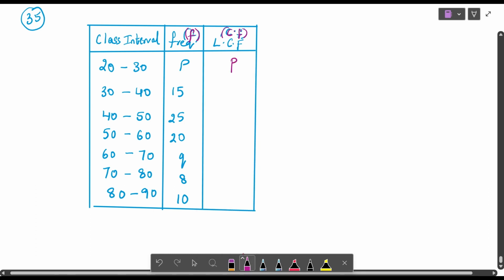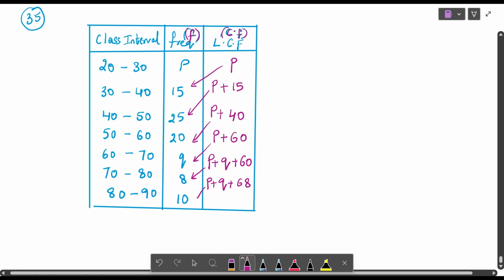Now you add this P to the next frequency. So this becomes P plus 15. Understood? Now add this to 25: P plus 15 plus 25. 25 plus 15 is 40, so P plus 40. Add the next frequency, you will get P plus 60. Next add Q: P plus Q plus 60. Understood? Very easy, students. P plus Q plus 60 plus 8 is 68, and add 10: P plus Q plus 78.